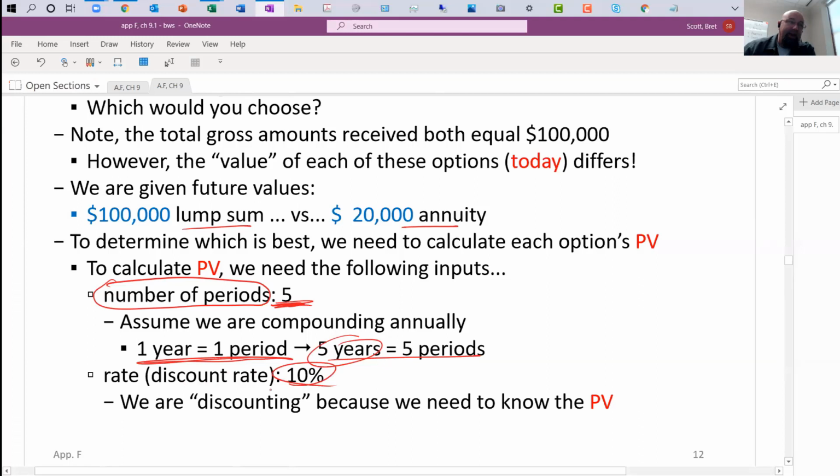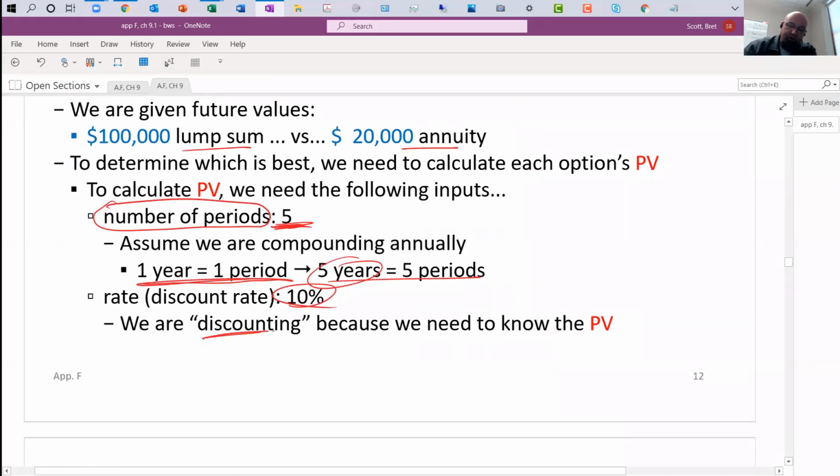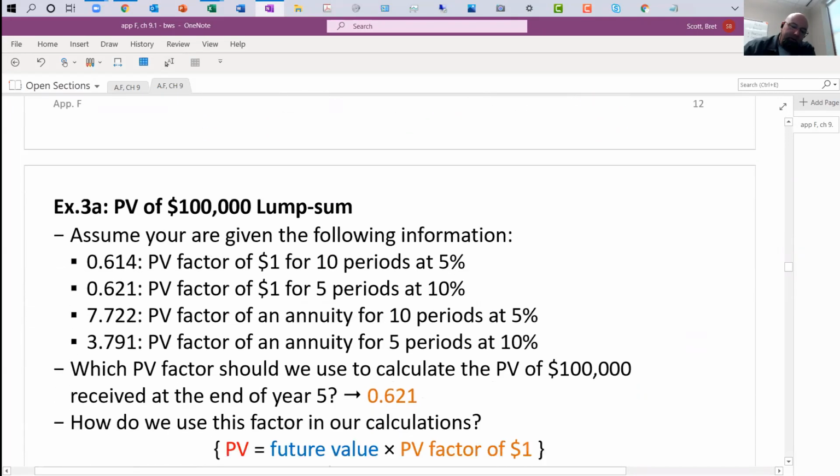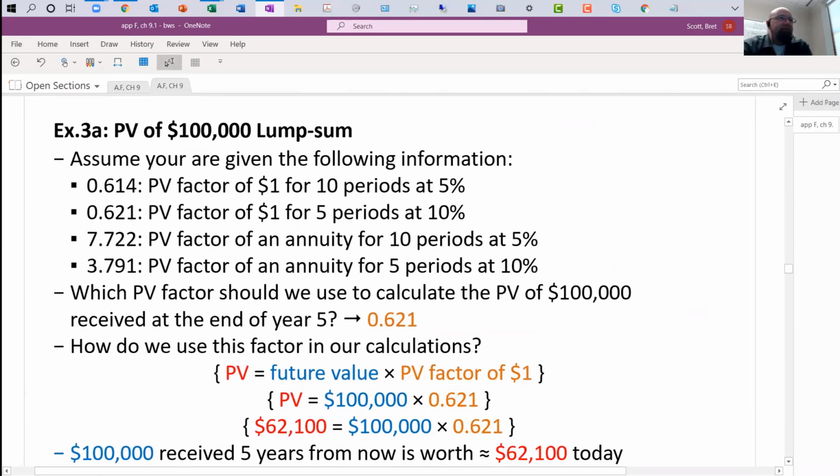Discount rate is 10. We're going to discount it backwards because we know the future value. We need to know the present value. The process is called discounting. Typically, what you'll see on an exam is not a table. I don't like giving present value tables on the exam. It's just too much noise. What I do is provide you with a selection of factors to choose from. You just need to know which one to use.